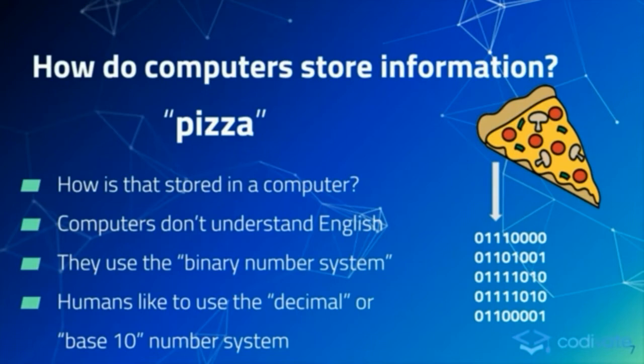But really, how do computers actually store information? Like, how would a computer remember the word pizza? Well, computers don't work exactly the same way the human brain does. They can't understand English or store the word as it is. They have to use something called the binary number system. This is just another way of representing numbers. We as humans like to use something called the decimal number system in everything we do, but computers have been designed to do it differently.